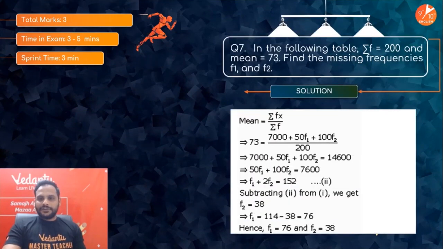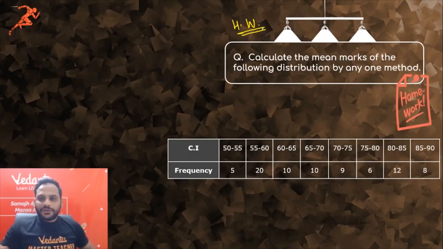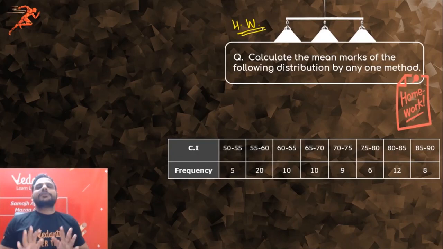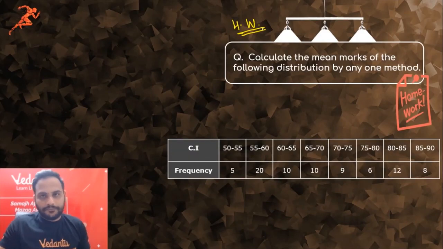Alright beta, so this is all in today's class. This is your homework question. Do let me know what will be the mean for this. Try to solve it with all three methods, just to see that no matter with what method you solve, the mean will remain exactly the same.